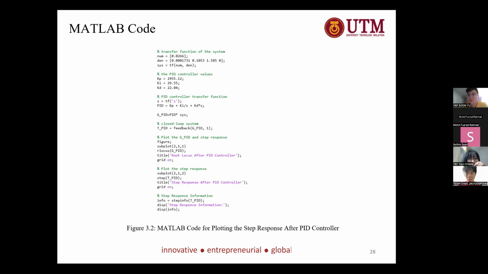Stop. Okay. Yes, you must read it like a news reader. What does feedback bracket GPID, 1 mean? This one is to calculate the closed-loop equations. So 1 stands for? 1 stands for the unity feedback. Unity feedback. Right? Yeah. Continue.